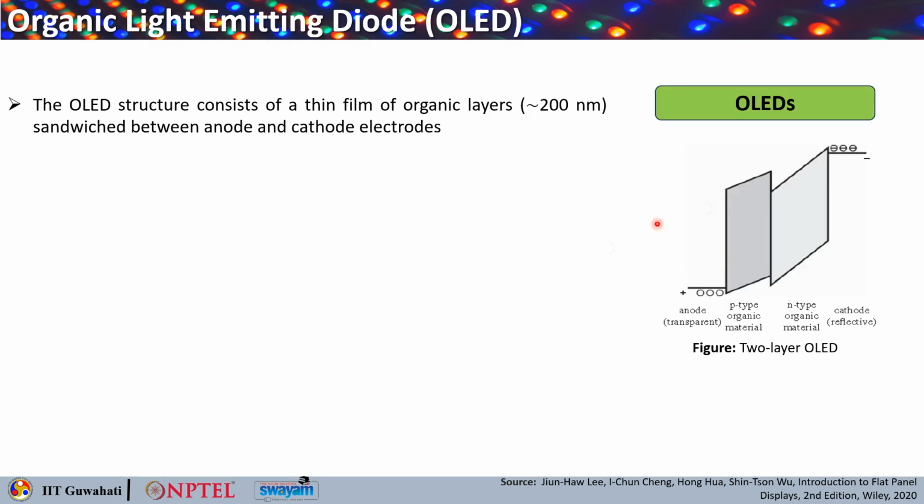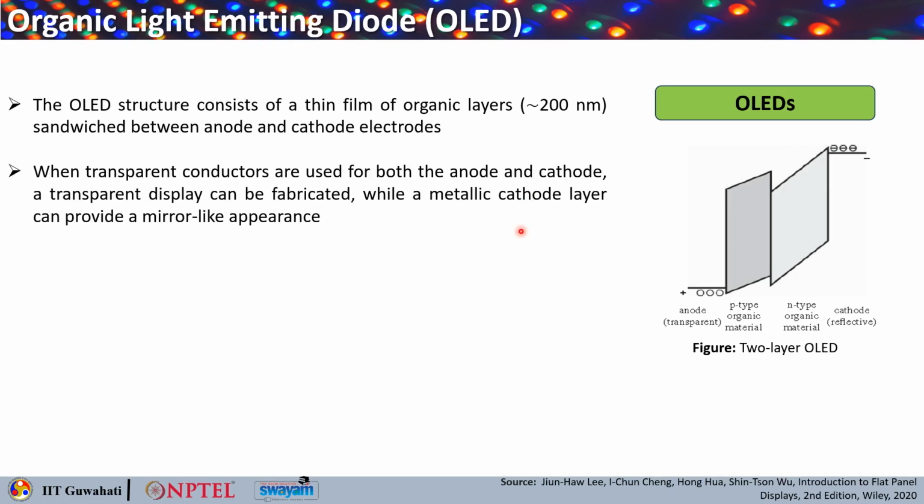So, here is the typical structure for a 2-layer OLED. You can see you have the transparent anode, the positive electrode, and you have a reflective cathode, okay, which is the negative electrode, and then you have p-type and n-type organic materials giving you that junction. Okay. So, the OLED structure basically consists of thin film of organic layers, which are typically 200 nanometer thick, sandwiched between the anode and the cathode electrodes.